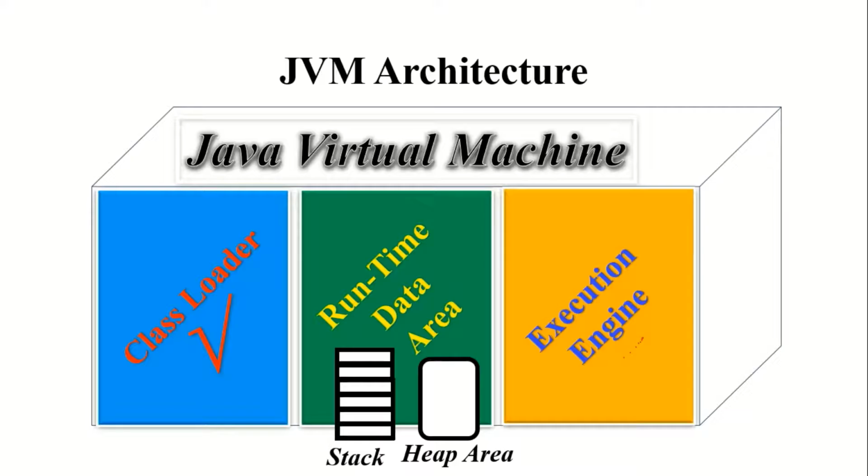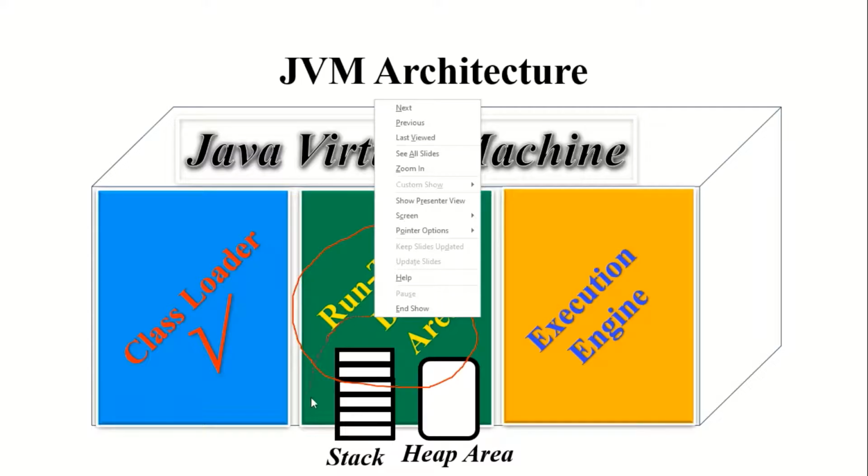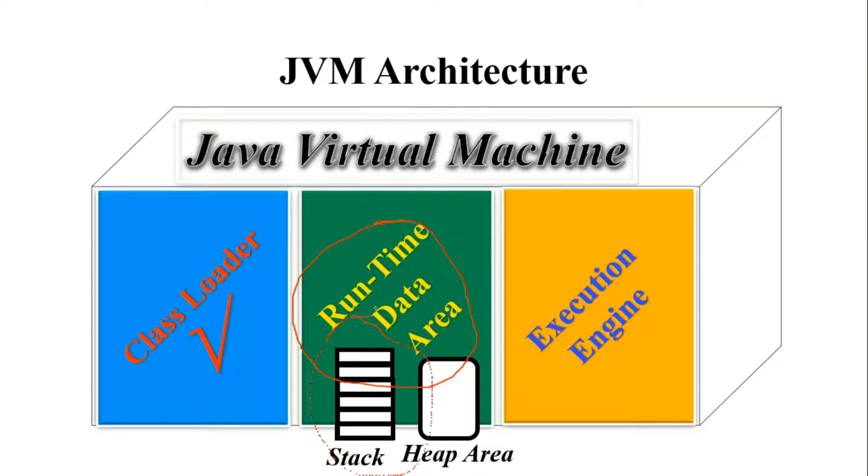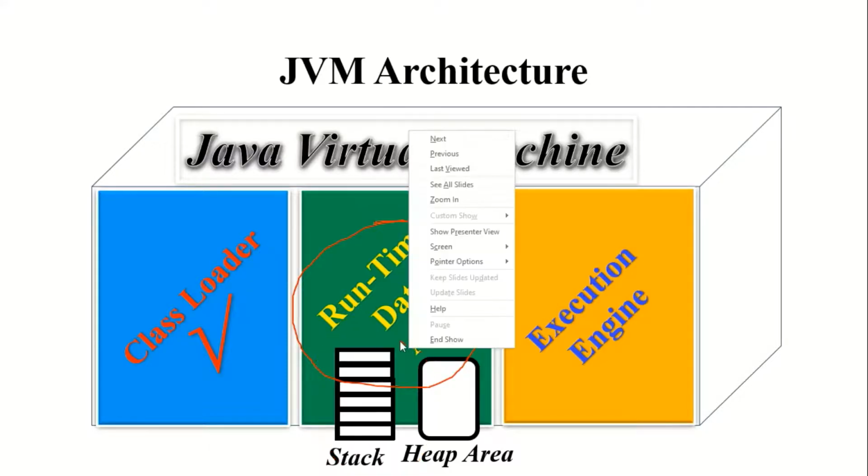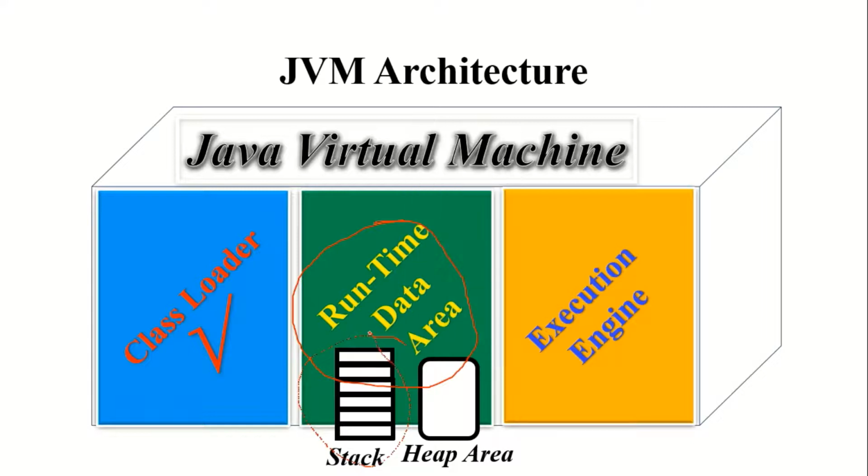This runtime memory area comprises many types of memories like method area, heap memory area, stack memory area, program counter register, and native methods. However, we only discuss the stack memory area inside the runtime data area. So now let's concentrate on the second component, the runtime data area, and its stack memory.